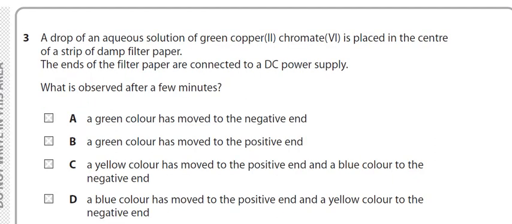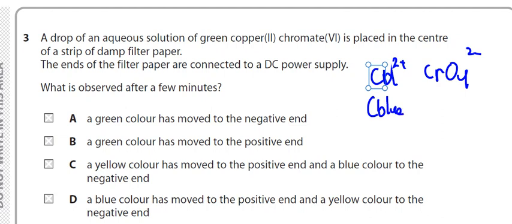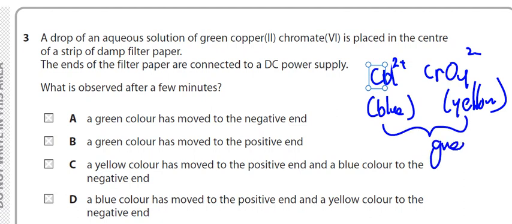A drop of aqueous solution of green copper(II) chromate(VI). That is copper 2+ and chromate(VI) is 2-. So copper is blue in color, chromate is yellow in color, and the whole solution will be green as a result, because when you mix yellow and blue together, it's green.